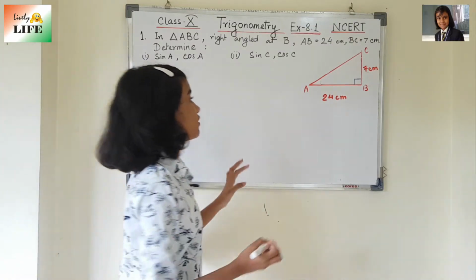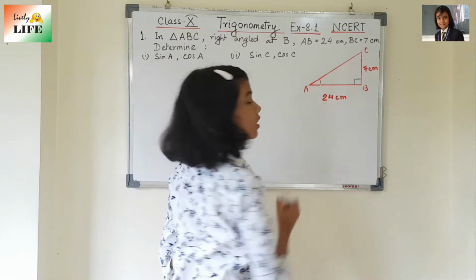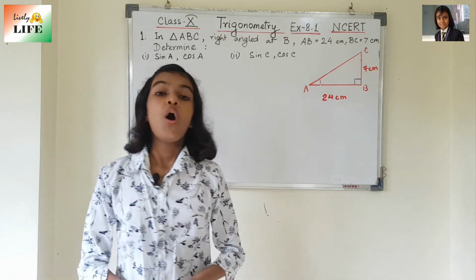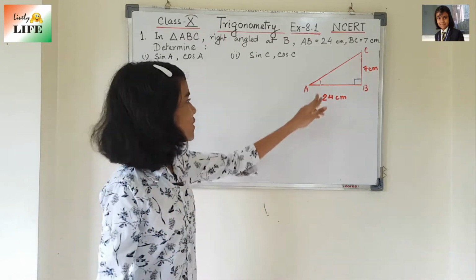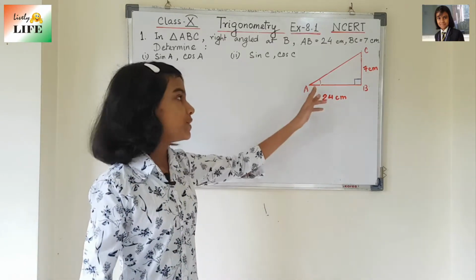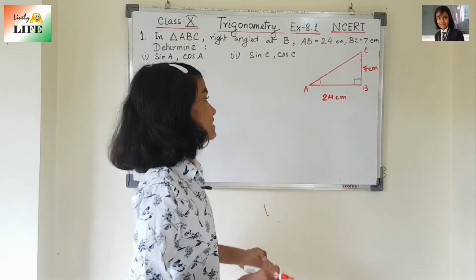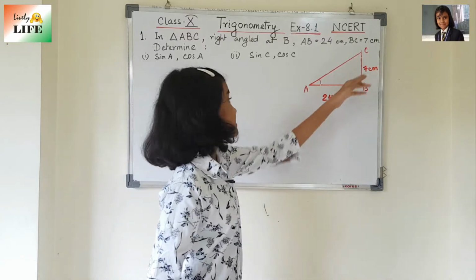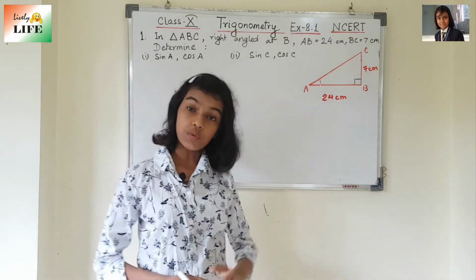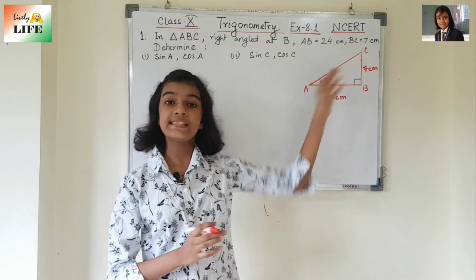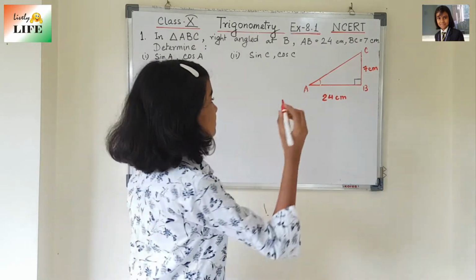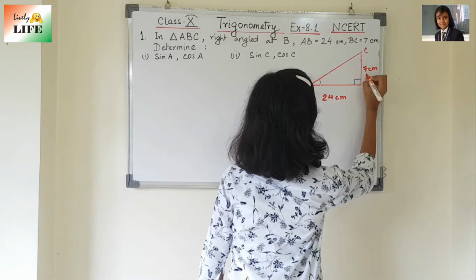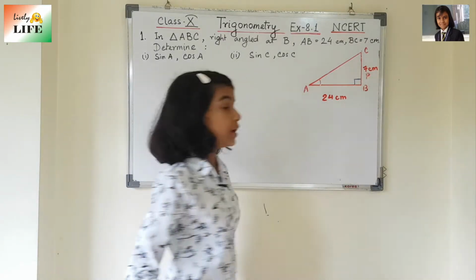So over here, we are going to find it with respect to angle A, right? With respect to angle A, which is the side opposite to angle A? It is BC, right? It is the side opposite to angle A. And BC is also a perpendicular. So the side opposite to this angle A is the perpendicular, so we will take perpendicular as P.